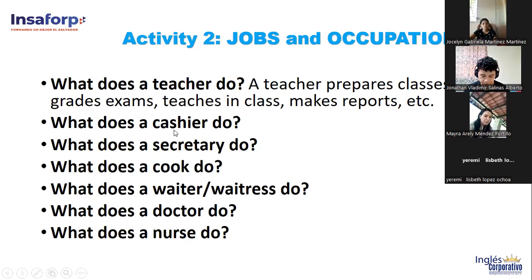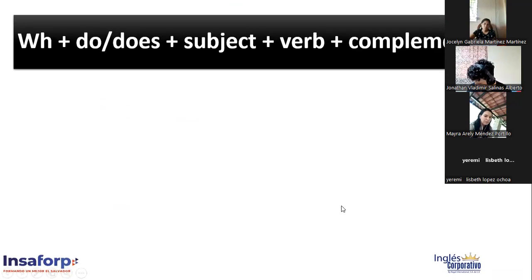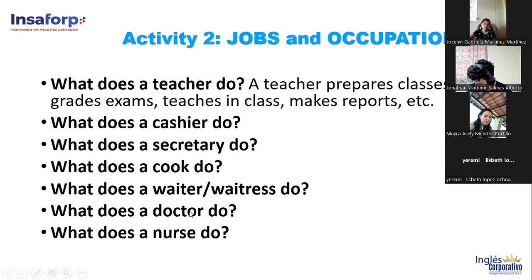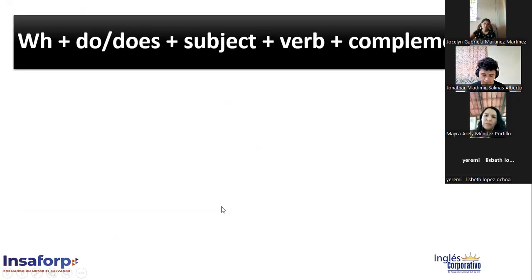Instead of cashier, you can change for doctor. Instead of secretary, you can change for salesperson. Instead of cook, you can change for actor or singer. Okay. So that's what you're going to do. What I need you to do is four descriptions of jobs and occupations. You will practice the third person, simple present, third person singular. So that's going to be your homework because of the time. Time flies. Qué rápido se ha ido hoy el tiempo.